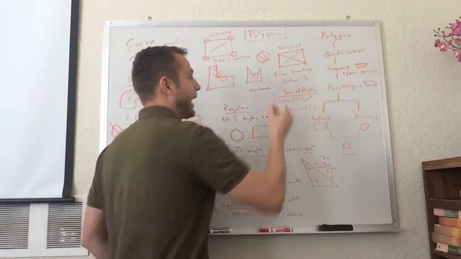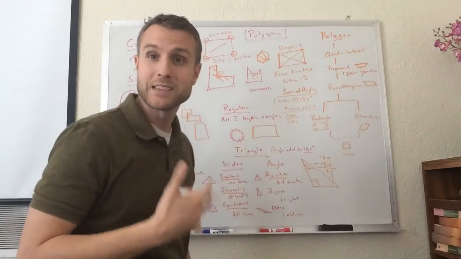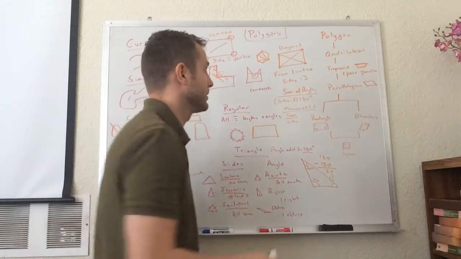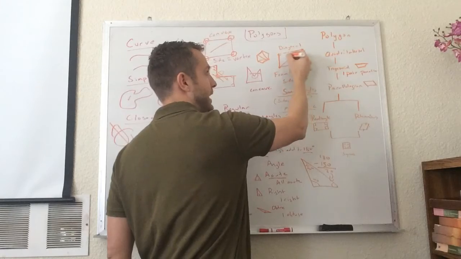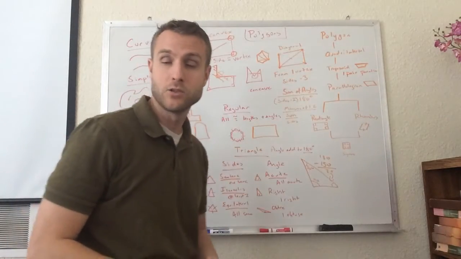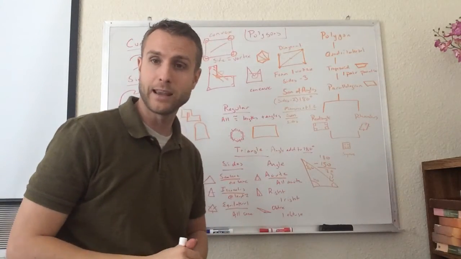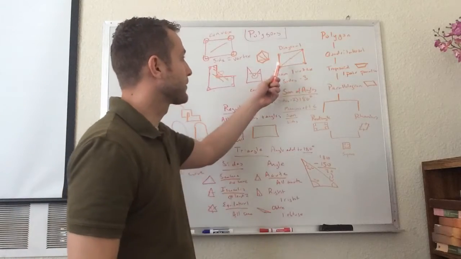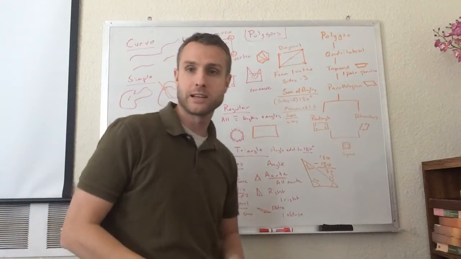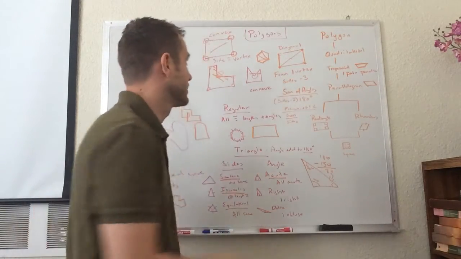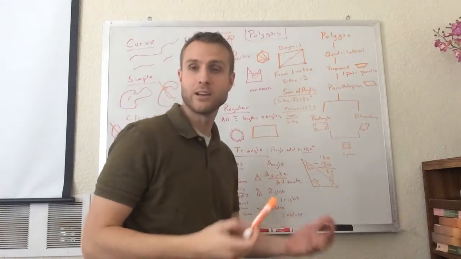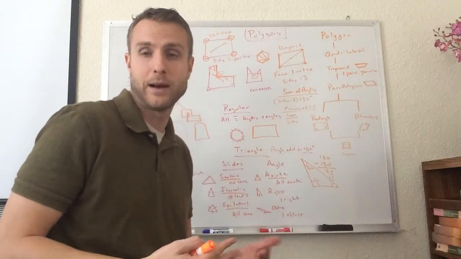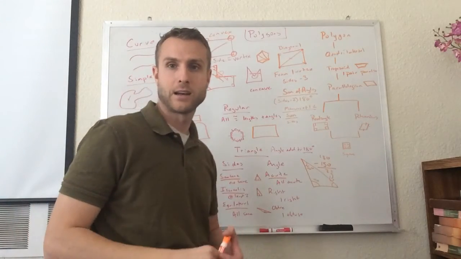How about if I want to know what the angles add up to? Well, notice when I drew my diagonal, I actually divided it into two triangles. Each triangle adds up to 180. So every diagonal that I draw from one vertex divides it into triangles. This one divided into 1, 2, 3, 4 triangles. Again, since I know each triangle is 180, I just multiply how many triangles I have times 180.